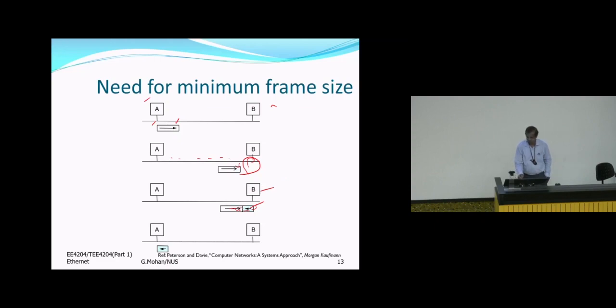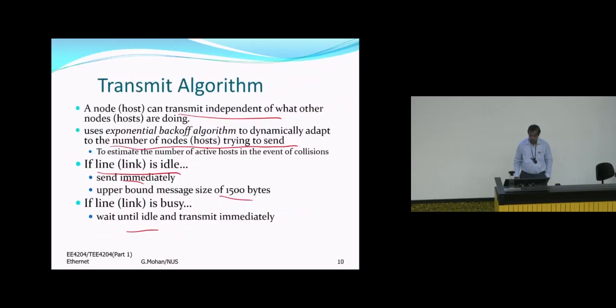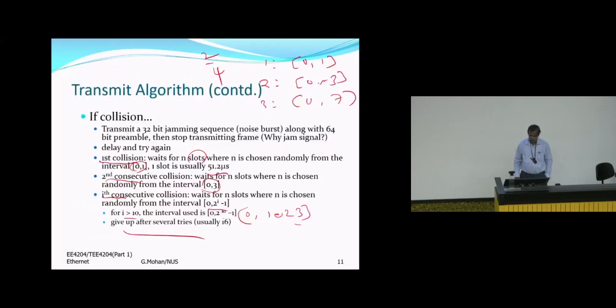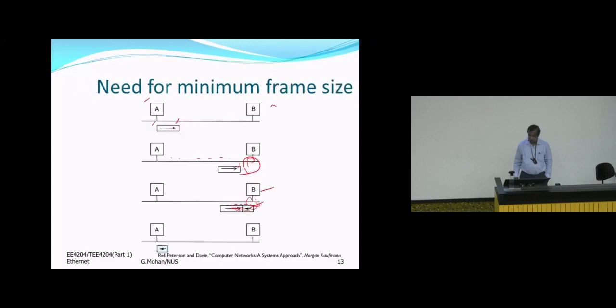These bits are moving further, and B is also producing bits, so there will be a collision. The signal strength will shoot up, so B knows that there's a collision. When there's a collision, it stops its transmission. One thing I forgot to mention: when it stops transmission, it will send a special jam signal. I will come to it later, but let's say it stops its transmission and sends a jam signal.